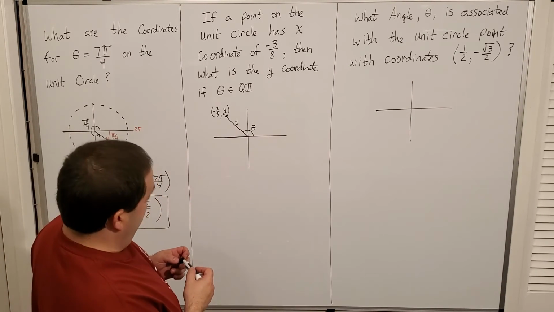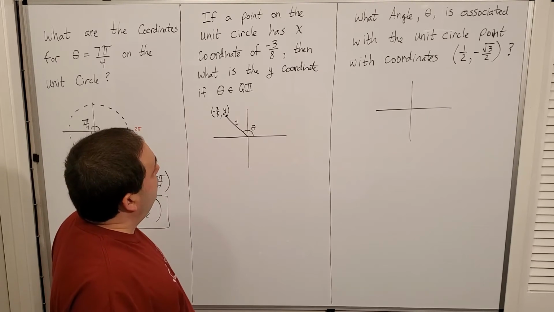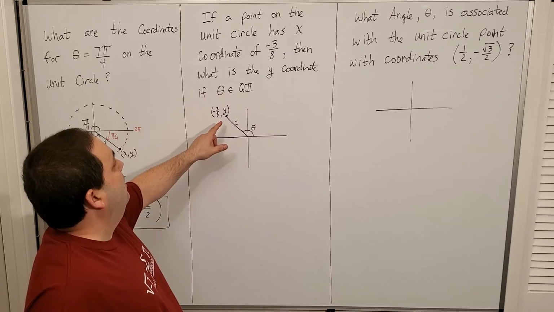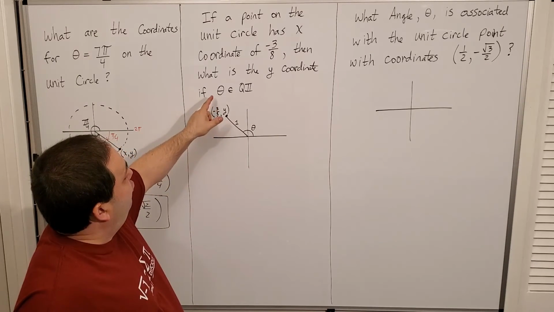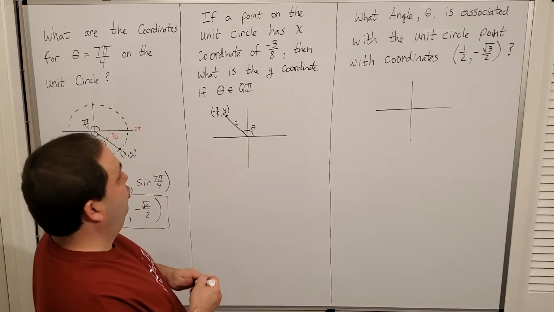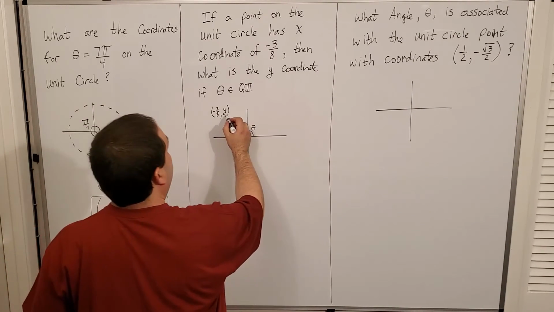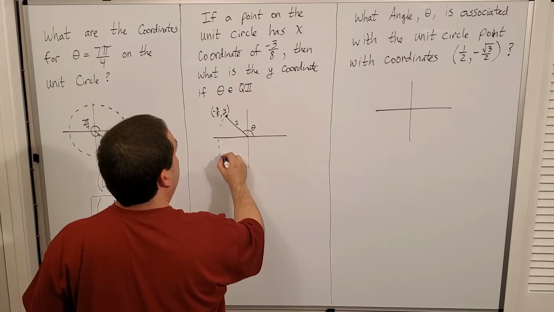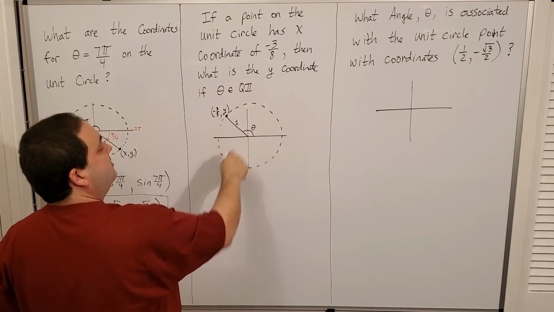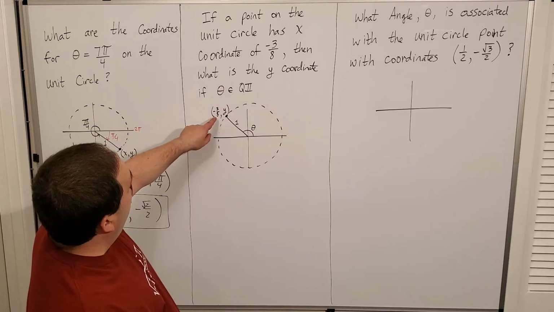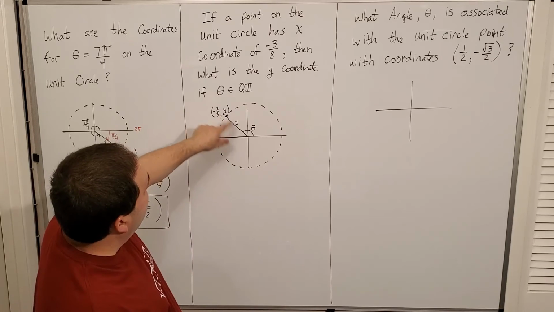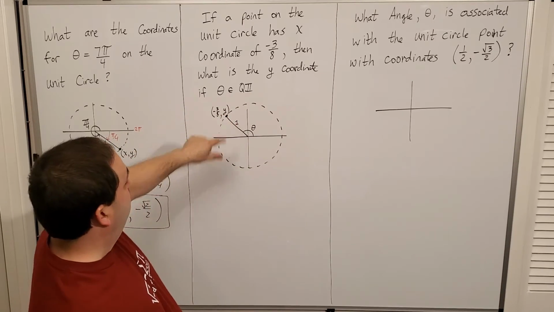Next, if I have a point on the unit circle that has an x-coordinate of negative 3/8, find the y-coordinate if we know that theta is the angle in quadrant 2. Okay, so again, we're on the unit circle here, right? Radius 1, centered at the origin. And I know one of the coordinates, but not the other. And I know that it's in quadrant 2.